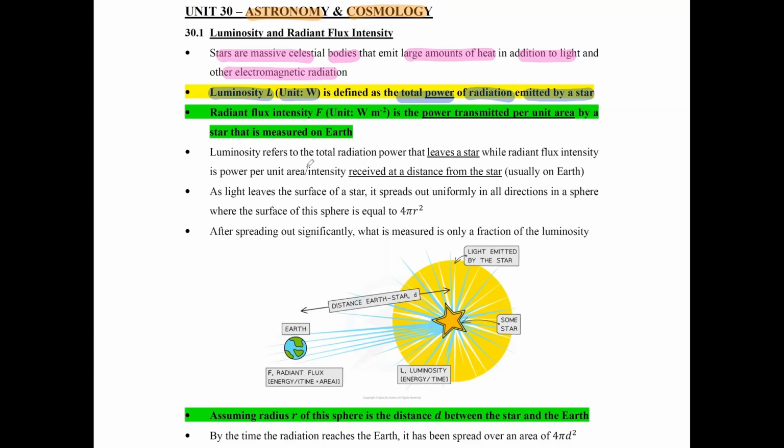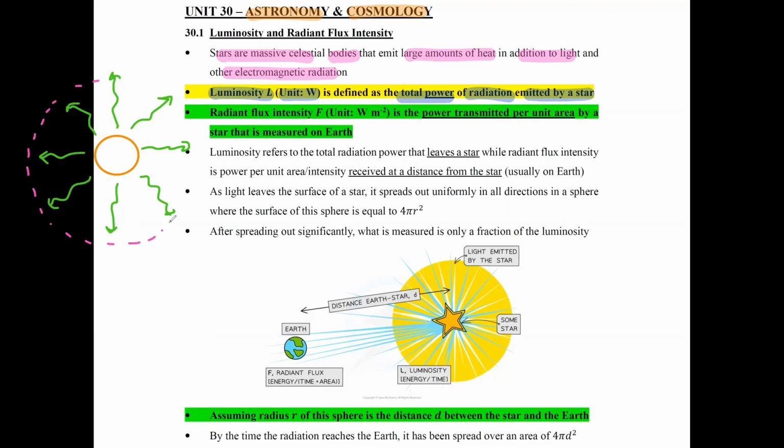And if you imagine right now that this is your star, as light is being emitted, heat is being emitted, or other forms of EM radiation are being emitted, they are actually emitted out in all directions, like this. So if they are emitted out in all directions like this, when you look at it in a 3D view, they are actually emitted out in the form of a sphere, which gets bigger and bigger with time.